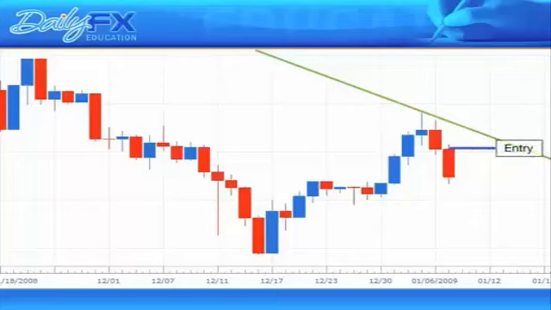Because prices could retrace, we'd want to place a stop just above the high of the formation above the trend line. In this case, price action does continue down, allowing us to capture at least 2 times the amount that we were willing to risk on this trade.